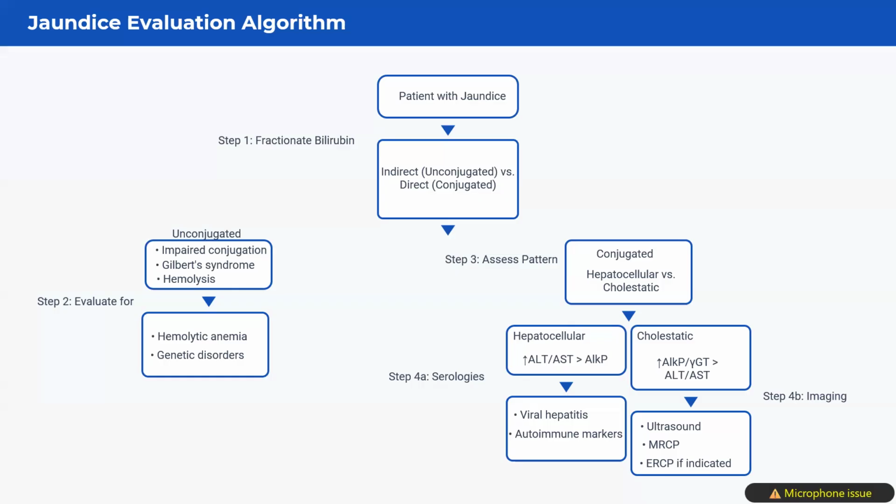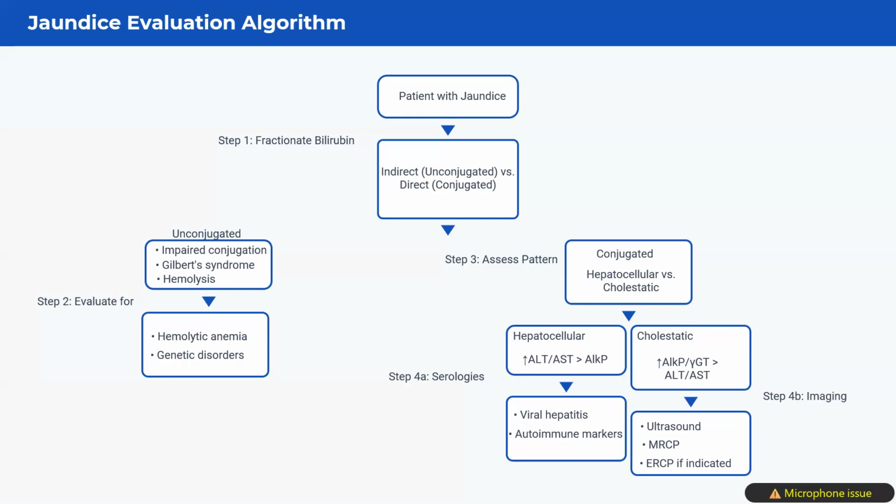And then what you're going to do at step 4A is you're going to see the hepatocellular pattern. That is the enzymatic signature. So if the ALT, AST is greater than the ALK phos, then you know you're in hepatocyte territory, and that's the primary site of injury. And the causes there are viral hepatitis, autoimmune, drug-induced. So then you'd go on and order the serologic markers to clearly diagnose that.